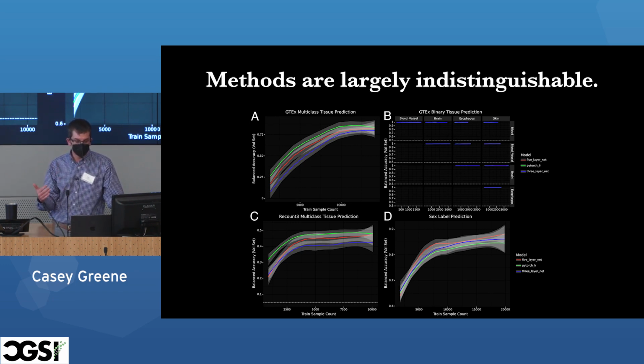Essentially, changing the relative ordering of methods was pretty hard, and I would view the methods as pretty indistinguishable from each other. If you have to pick, logistic regression looked fine. That's kind of my takeaway.